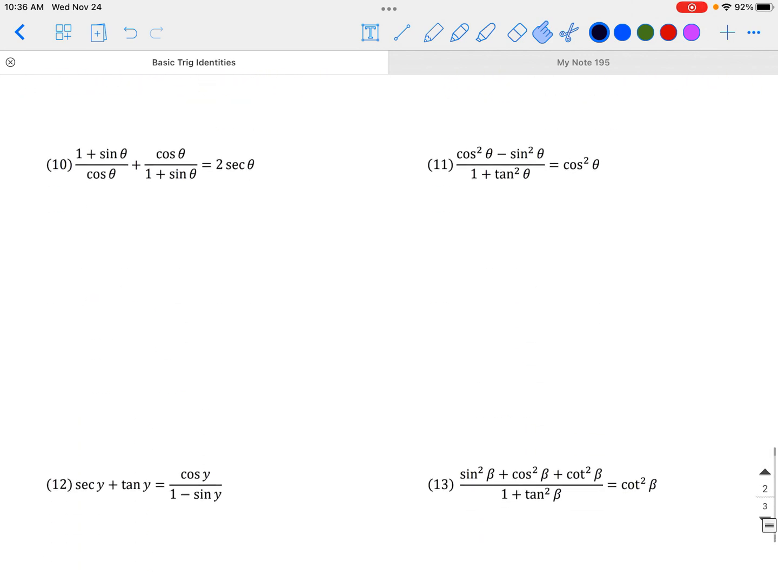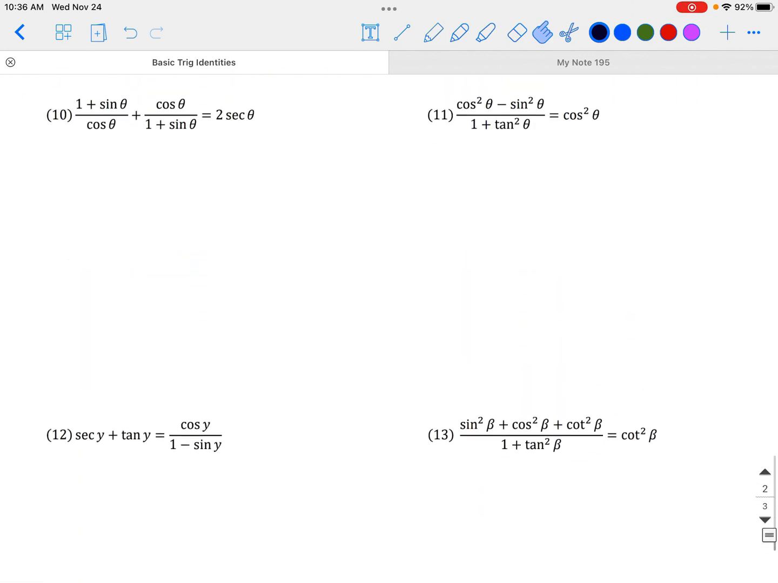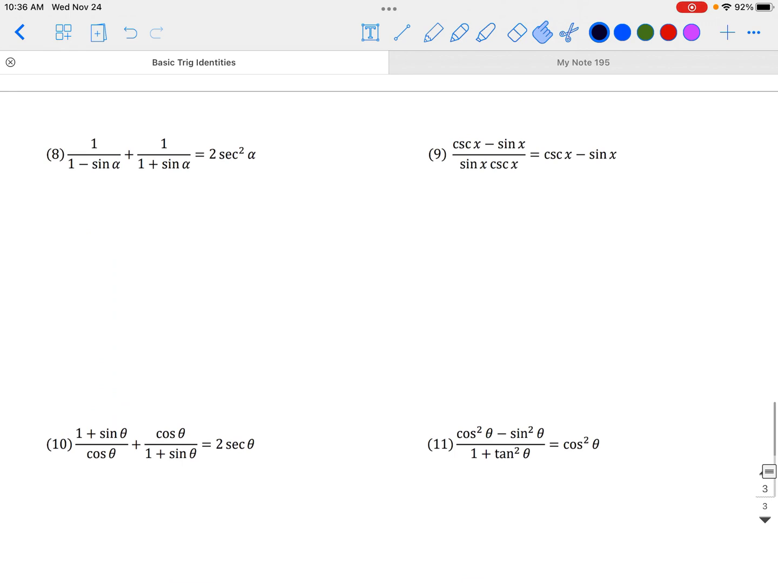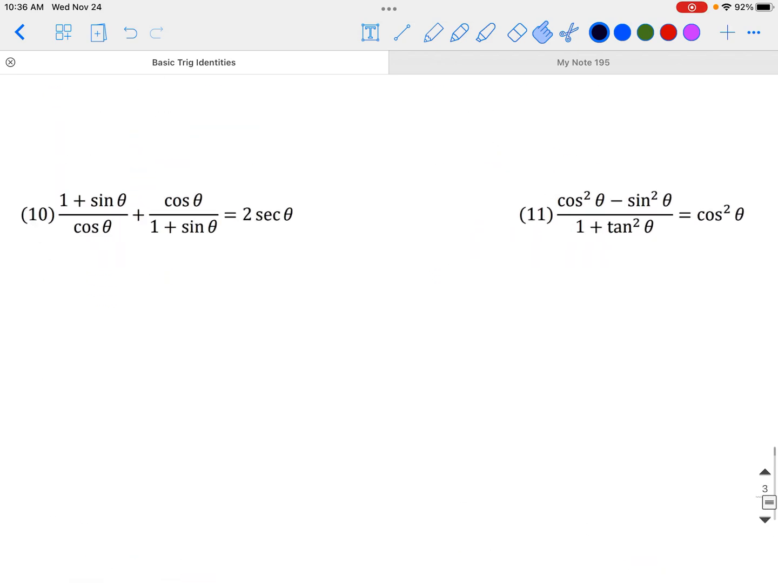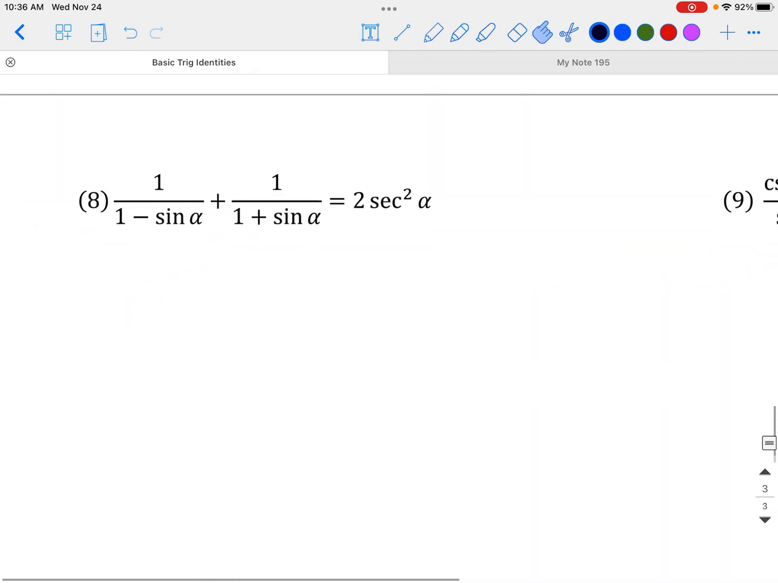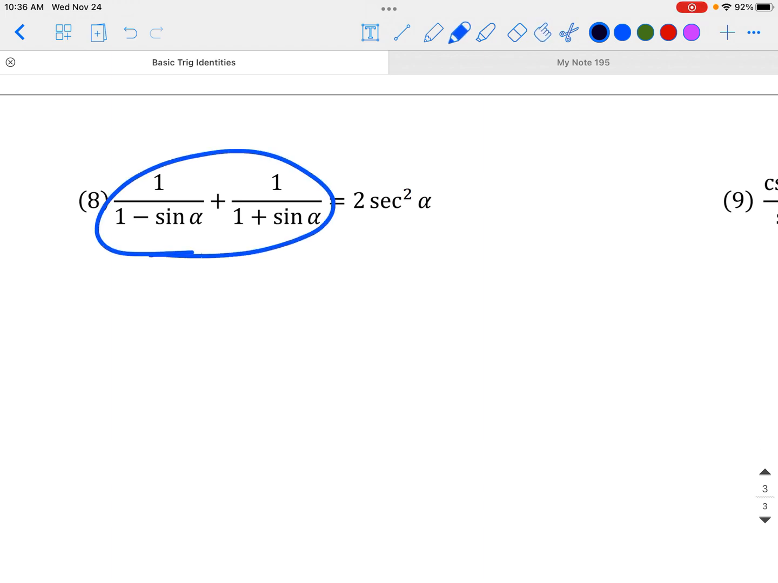All right, so we've got 6 more here. We're not going to do all of them together, but we're going to do a couple of them together. So the one that I want to start with is going to be number 10. So for number 8 here, you're going to want to find a common denominator, it looks like. So find a common denominator and look for some special identities.